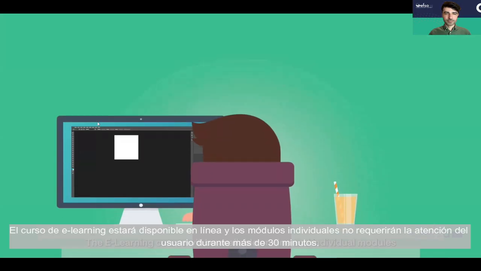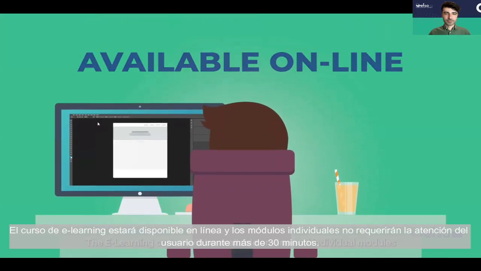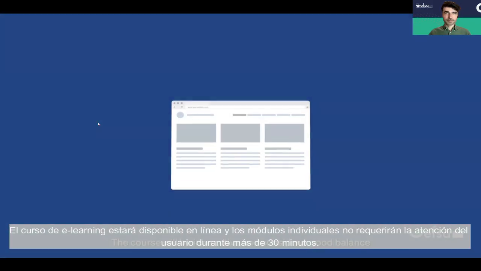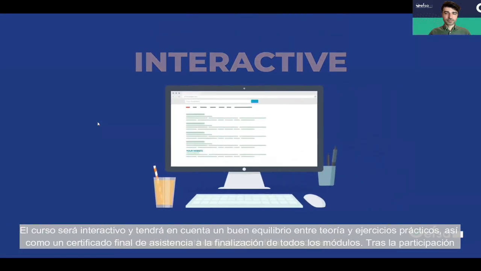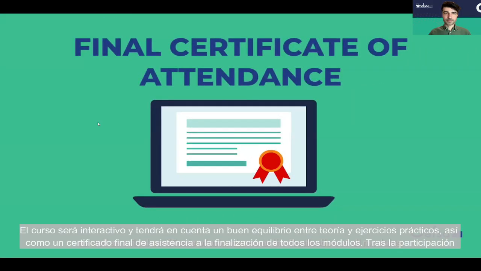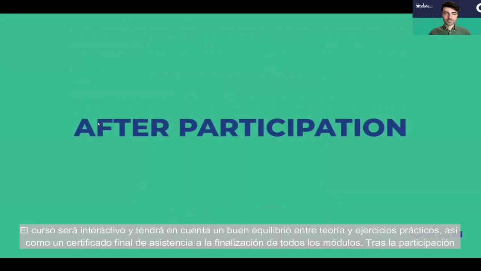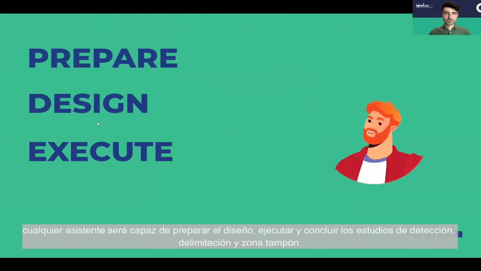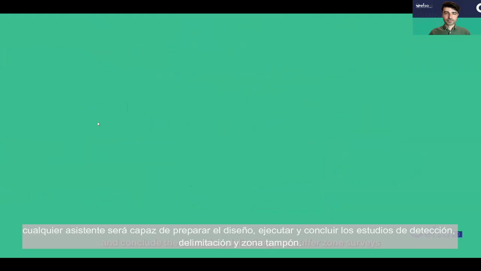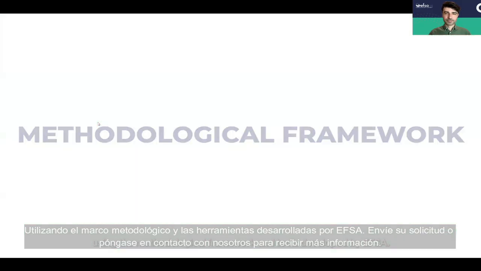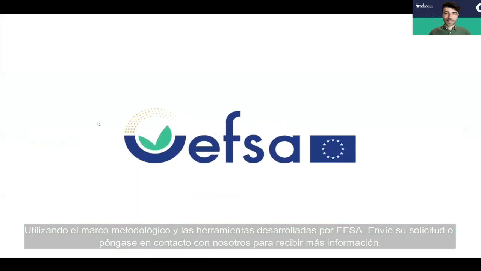The e-learning course will be available online, and individual modules won't require the user's attention for more than 30 minutes. The course will be interactive and consider a good balance between theory and practical exercises, as well as a final certificate of attendance at the finalization of all modules. After participation, any attendant will be able to prepare, design, execute, and conclude the detection, delimiting and buffer zone surveys using the methodological framework and tools developed by EFSA.